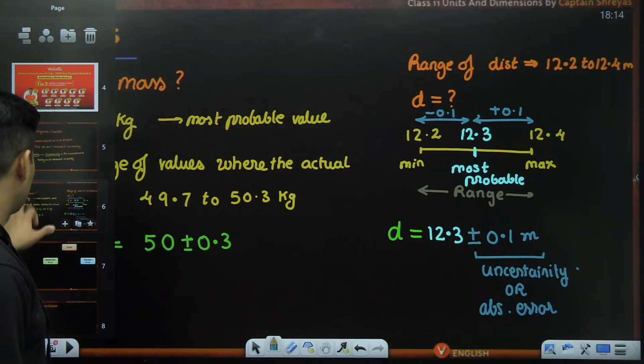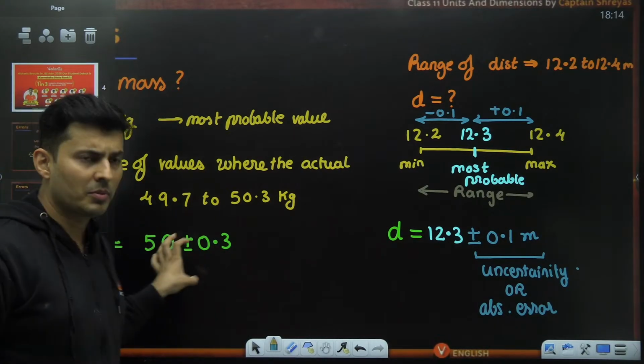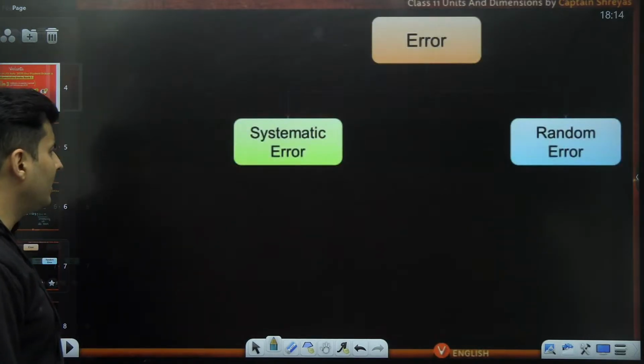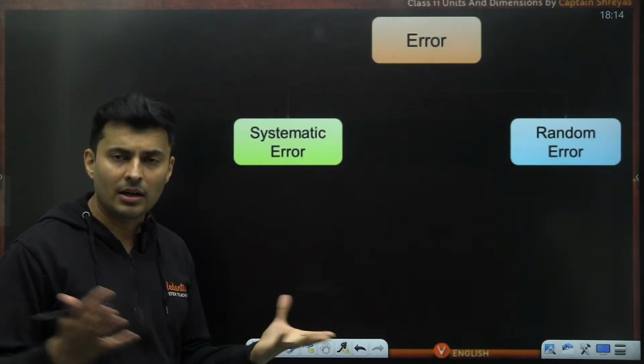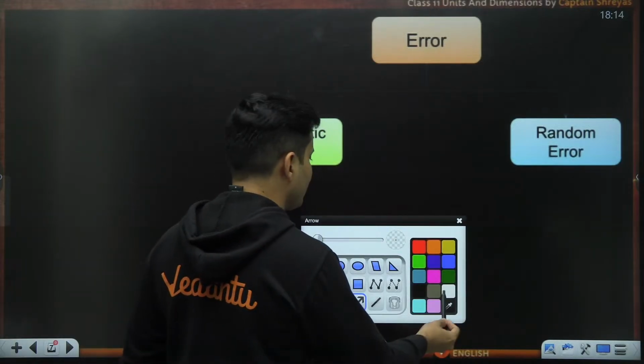So now that we understood how errors are represented with a most probable value plus or minus some uncertainty in the measurement, are there different kinds of errors that we have around us? Definitely. So errors can be of different kinds.